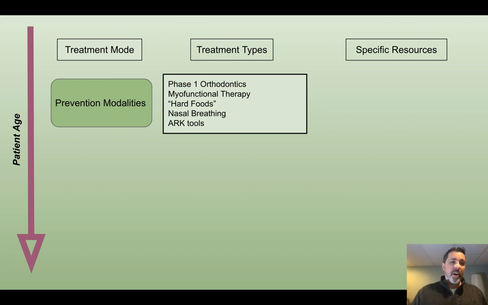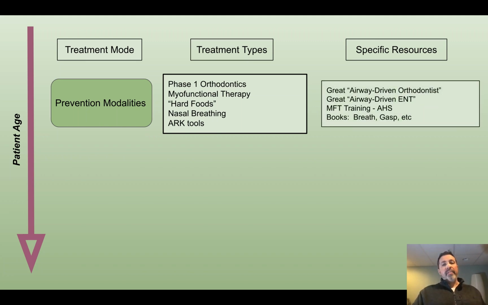Different ways of doing this: phase 1 orthodontics, myofunctional therapy, having kids chew hard foods to stimulate craniofacial growth, nasal breathing. As you can see, I'm wearing a Breathe Right strip. I'm a huge proponent of nasal breathing, and art tools. And there's different ways to get resources to all of this. Having a great orthodontist that's airway driven is an absolutely critical part to this. An airway driven ENT, they're hard to find, but they're out there. Myofunctional therapy training through the AHS, Airway Health Solutions, an organization that will help you with myofunctional training, and then the books we talked about earlier.